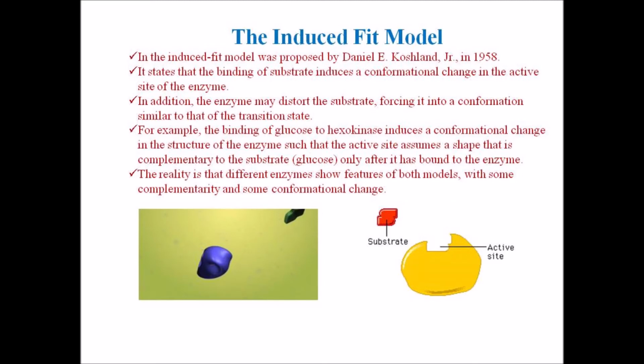The second one is the induced fit model. It was proposed by Daniel E. Koshland in 1958. It states that the binding of substrate induces a conformational change in the active site of the enzyme. In addition, the enzyme may distort the substrate, forcing it into a conformation similar to that of the transition state. For example, the binding of glucose to hexokinase induces a conformational change in the structure of the enzyme such that the active site assumes a shape that is complementary to the substrate, that means glucose, only after it has bound to the enzyme.